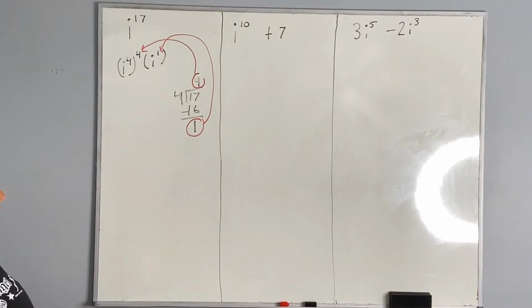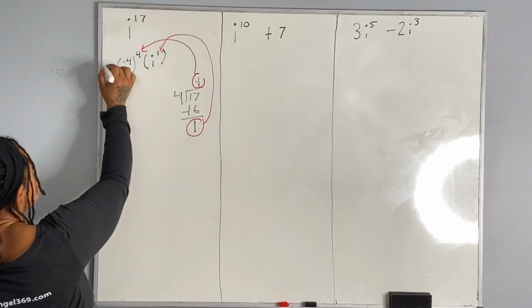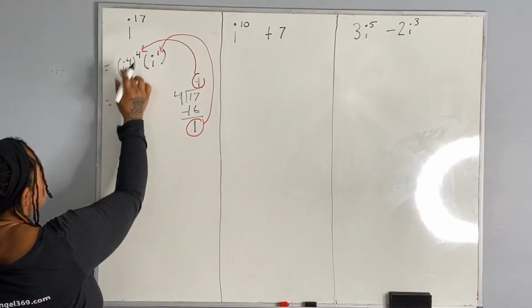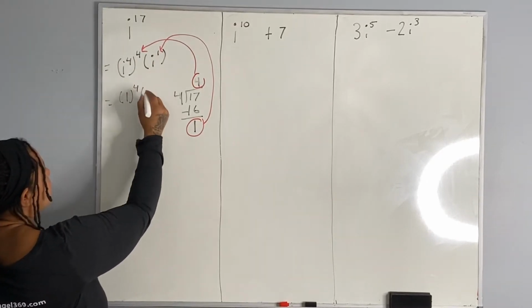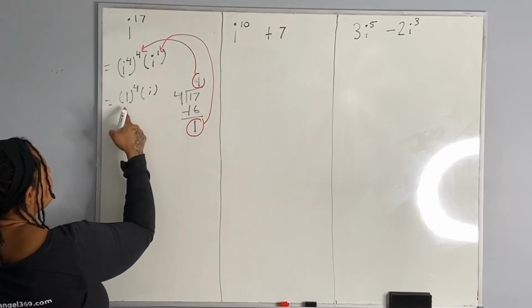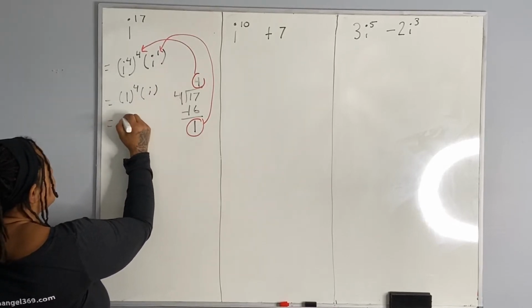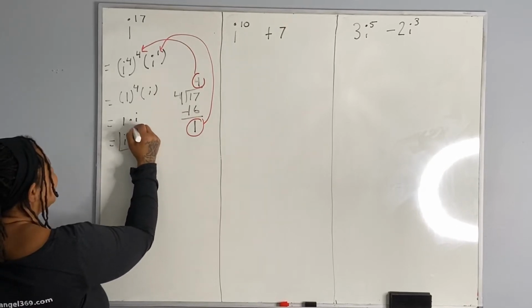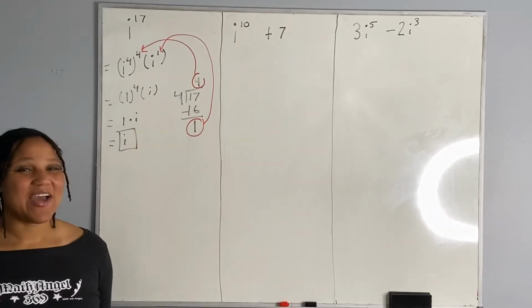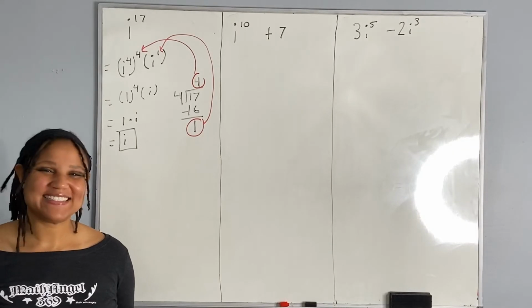So when you rewrite it like that, you can say, well, i to the fourth is just 1, right? And i to the first is just i. Well, 1 to the fourth is just 1, and i is just i. So we get i, okay? And that is how you do the first problem.